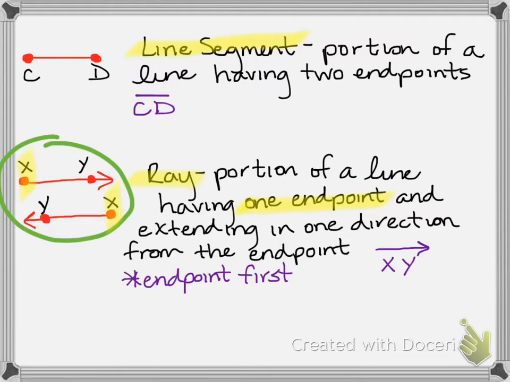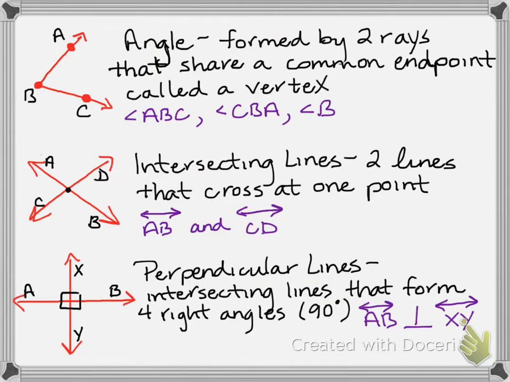Okay, so both of these examples are called ray XY, which is written right here. We have the letters XY. Remember, we wrote X first because it's the endpoint. So we have XY, and then we drew a ray over the top. So ray XY. Okay, just a few more.